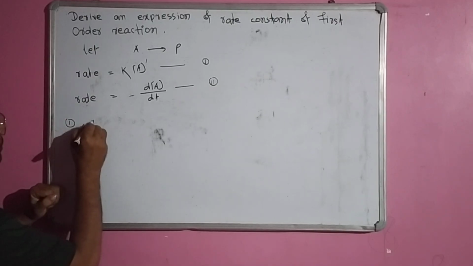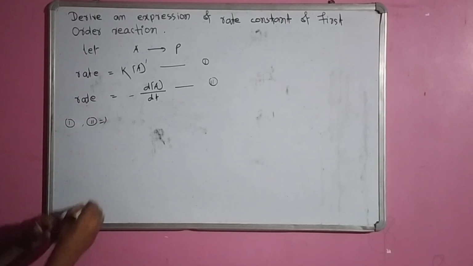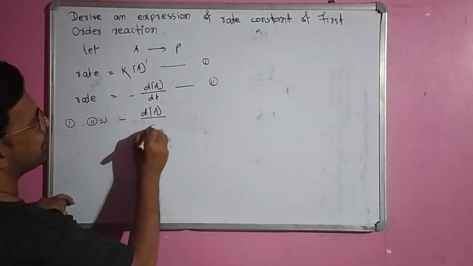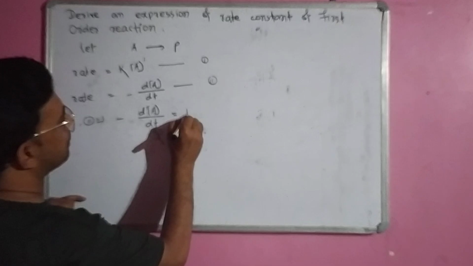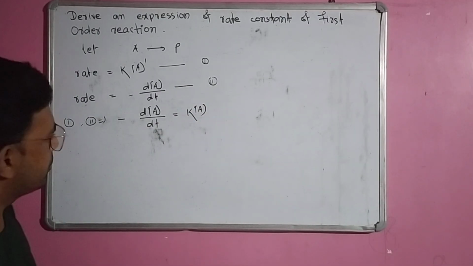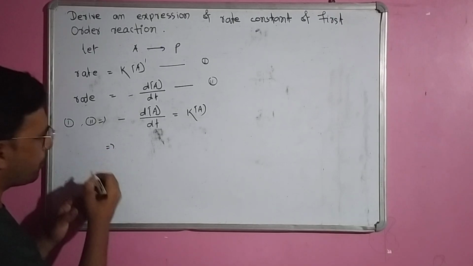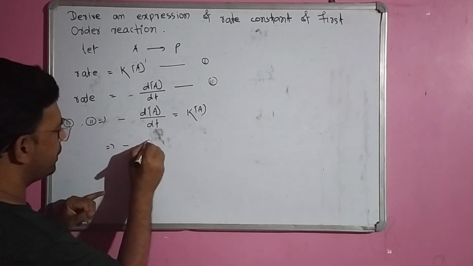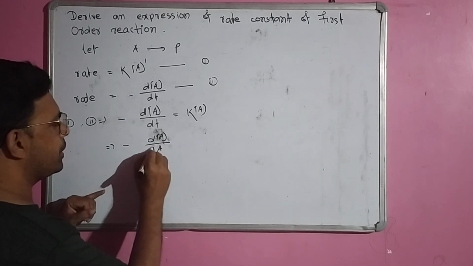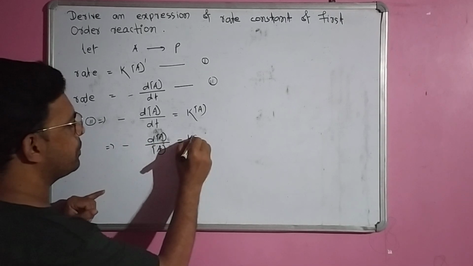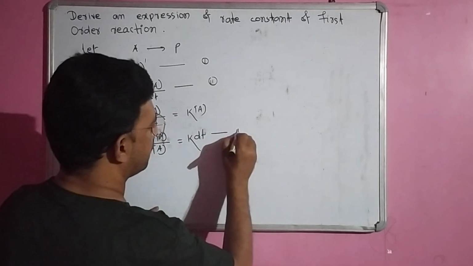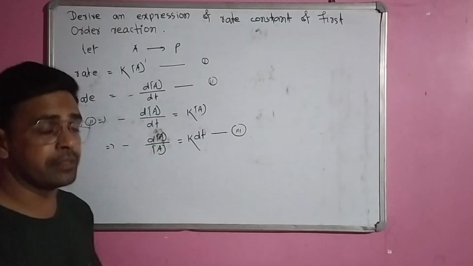From 1 and 2 we get minus dA by dt is equal to K concentration of reactant. Cross multiplication: minus dA by A is equal to K into dt. This will be equation number 3.